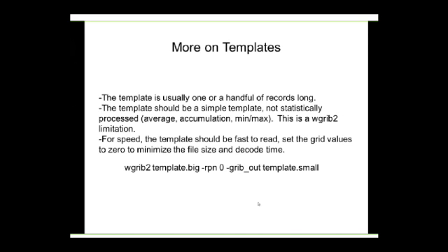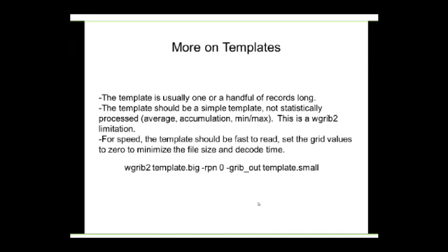A template is usually one or a handful of records long. A template should be a simple template, not the complicated ones like the process things. Hey, we need those. wgrib2 can convert from simple to complex, but going from complex to simple and back to a different complex is more difficult. This limitation may be gone by now.